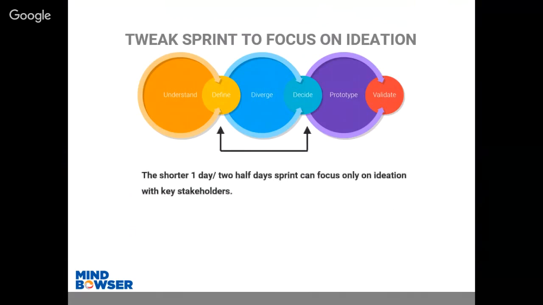So for example, if you take these 3 steps where you define, diverge, and decide, and really focus on the diverge and decide into a shorter design sprint, which could be a 1-day sprint or 2 half days, and you gather the team for that time, and you only focus on ideation with key stakeholders. Even that can prove to be highly effective.